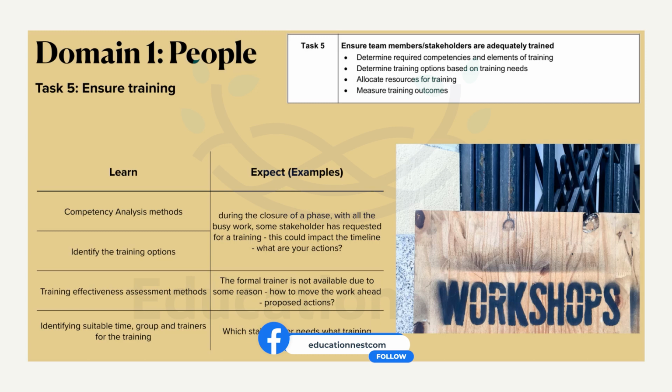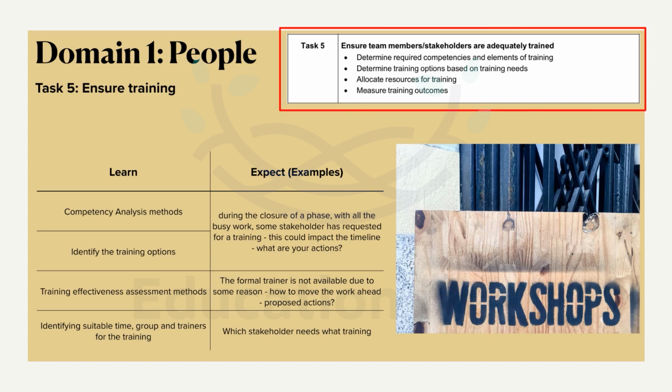There are a few competency analysis methods that a project manager should know. Using these, he can understand the level of training that the team needs. So let's have a look at what PMI actually wants us to do in this task. Ensure the team members or stakeholders are adequately trained, and we have to determine required competencies and elements of training. We have to determine training options based on the training needs. We have to allocate resources for the training, and then we have to measure the training outcomes.